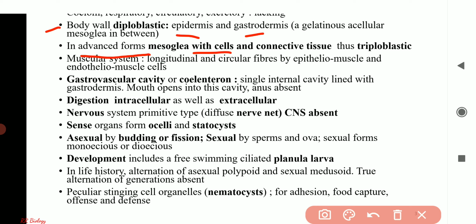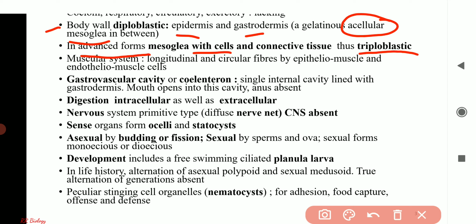Now see, this mesoglea layer is present in those organisms where the outer side is the epidermis and the inner side is the gastrodermis, and in between there is a gelatinous mesoglea layer. This gelatinous mesoglea layer is basically the acellular one. Since this is an acellular one, we can't say it is a triploblastic organism. But if this is a cellular layer, no problem, no issues, we can use the term triploblastic. So in certain advanced forms where this mesoglea is with cells and connective tissue, you can say that this is a triploblastic organism.